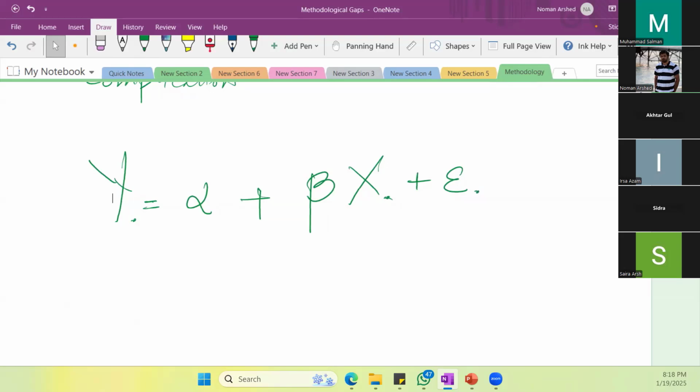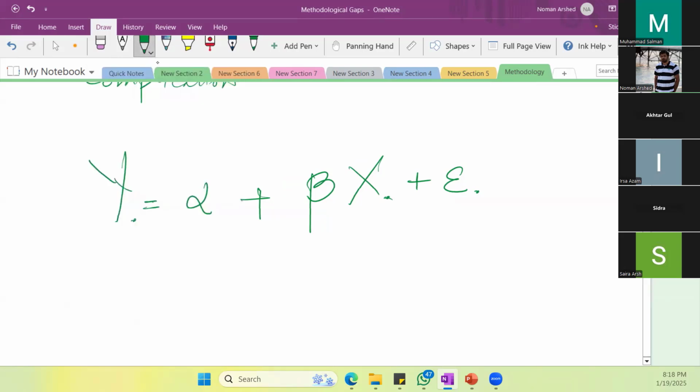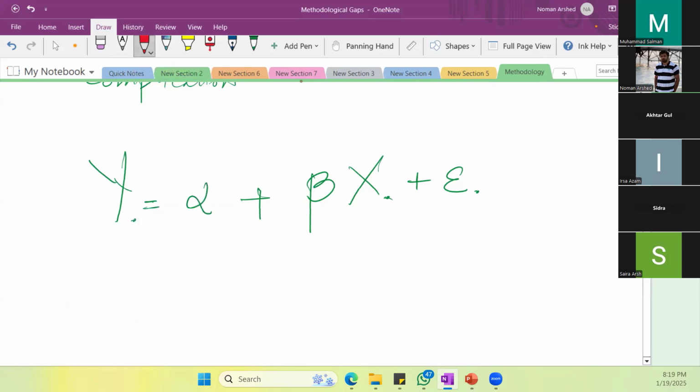Yes, anyone else? Okay, let me start with a different color and then we'll talk about it. Let me change the color here. I will take it as red. Okay. So when I see this equation, how many things do I see? First thing is the type of y. What type of y would I get?